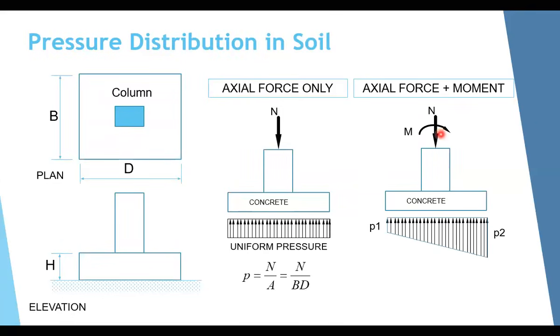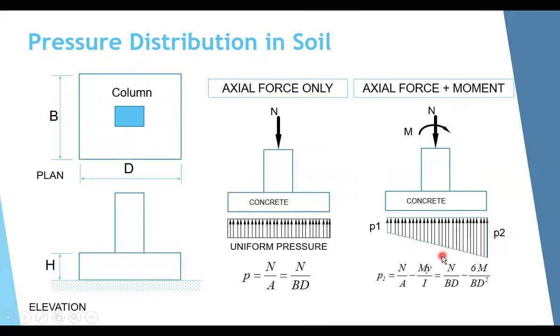In this case, you will have a linear distribution with two values, a higher value here because the moment is pushing on this side, so it will result in higher pressure on the right side and lower pressure on the other side. How to get these two values?